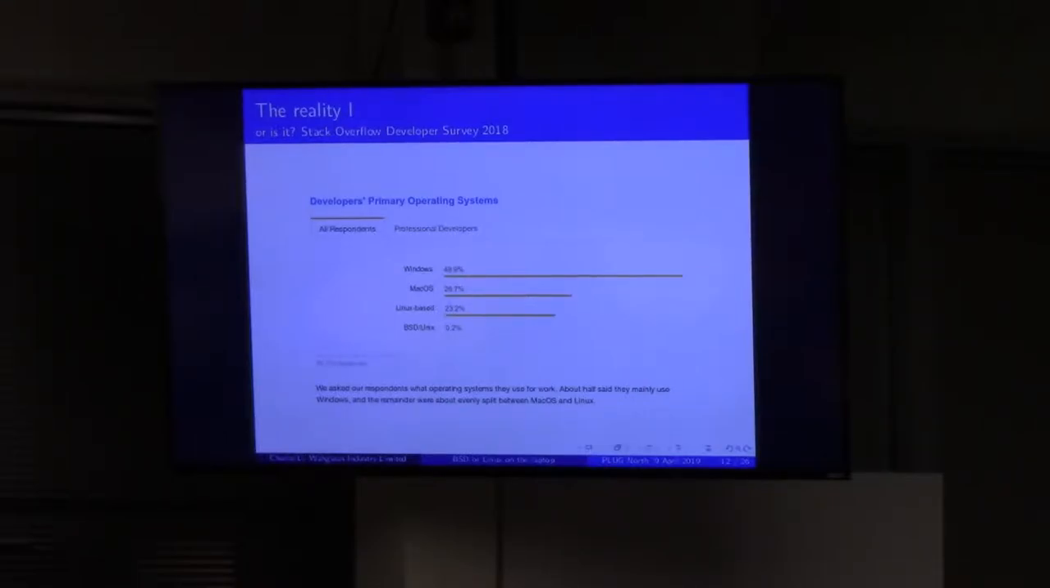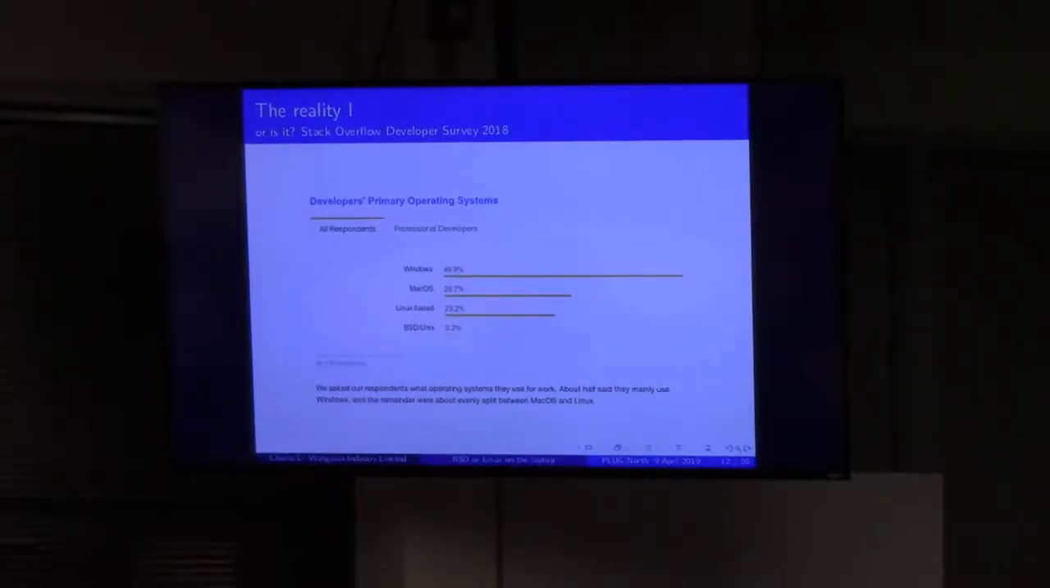Because at the end of the day, that's kind of what Linux and Unix and BSD desktops were made for in a way, not necessarily, unless we're talking elementary, but that's a different story, not necessarily for more casual people. So we're just going to focus on developers or other highly technical people in this case. So, developers' primary operating systems from 2018, and this was from all the participants, because they actually did split it between all participants and then just the ones who are employed or otherwise working in the industry.